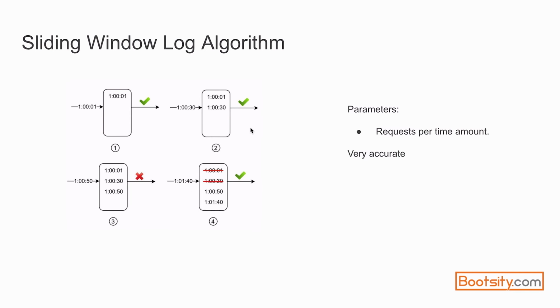So the sliding window log algorithm takes one parameter, requests per time amount. So let's say if I want to define 2 requests per minute or 200 requests per hour, these kinds of parameters can be given to the sliding window log algorithm, and this algorithm is very accurate in terms of limiting the clients according to the defined rules.